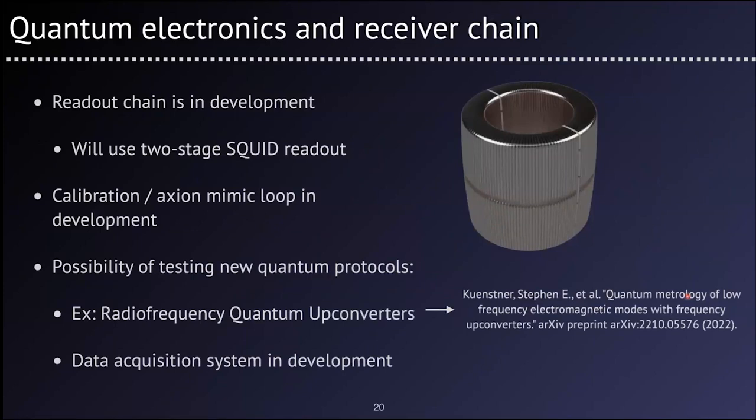In addition to the magnet, there's of course quantum electronics and the readout chain and the DAC. So this is all under development as well. We will use a two-stage SQUID readout. My collaborators are working on a calibration loop that can be inserted either into the magnet or on top. And we're exploring the possibility of testing new quantum protocols with 50 liter.